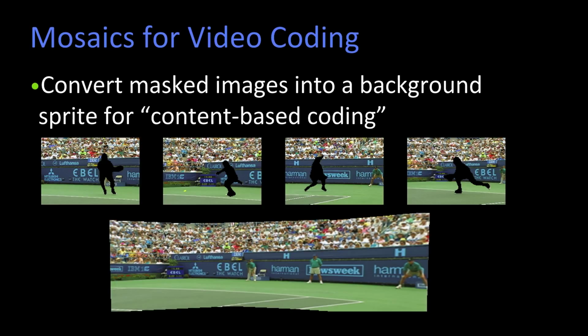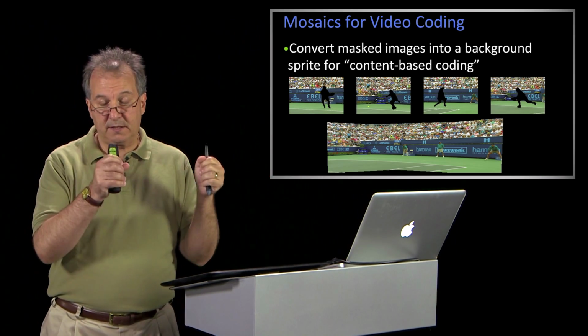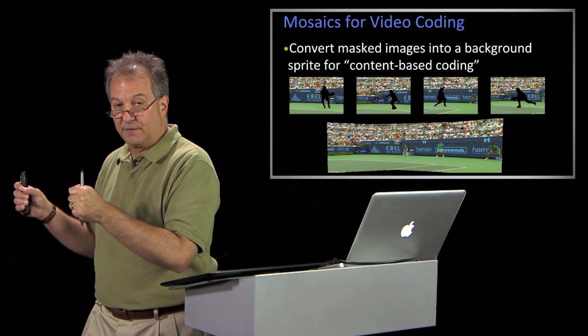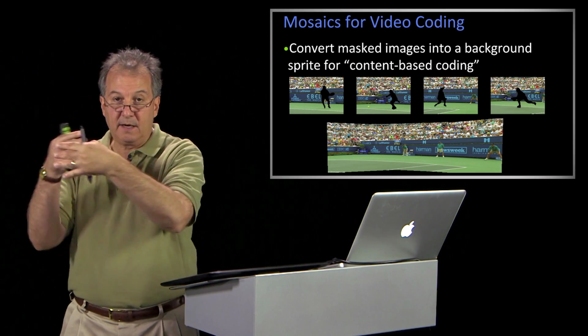Here's one that was used for content-based coding, which is stolen from somebody who stole it from somebody who stole it from somebody else who's now lost forever. But basically the idea here was, we have this tennis player, and you can see the tennis player is being removed. The way that was done is you essentially take all of the pictures, and it's a TV camera that's rotating about its focal point, so you can line up the pictures.